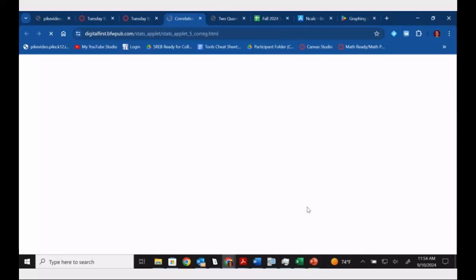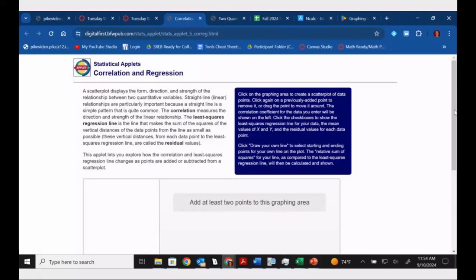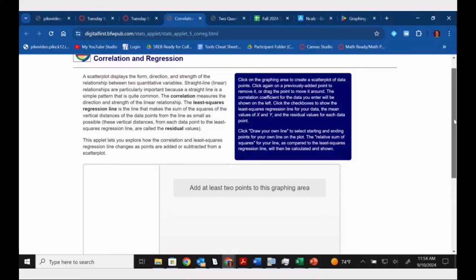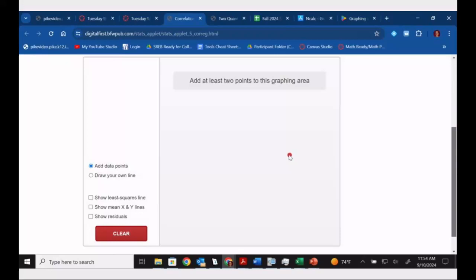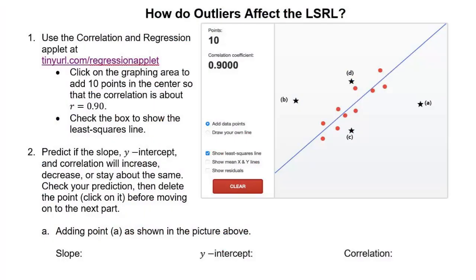I'm going to go ahead and pull this screen up so that we can see. What you're going to do after you click on this link is add data points here by clicking. And notice it's telling me my correlation coefficient, my R value, as I do this. I want you to play around adding dots, and I want 10 points total. And I want your R value to be about 0.90. If it's like 0.91 or 0.907 or something, that's okay. You want to get it close to 0.90.